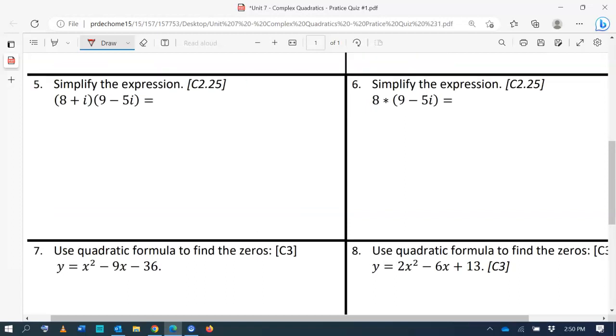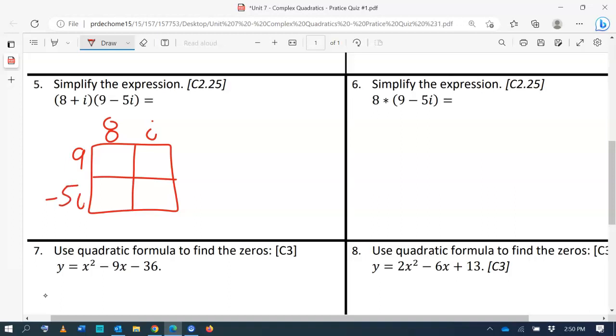5 and 6. Now we're multiplying. So we need to do the box method. We have 2 binomials here. 8 and i. 9 and negative 5i. 9 times 8 is 72. This is 9i. 8 times negative 5 is negative 40i. And negative 5i times i is negative 5i squared.